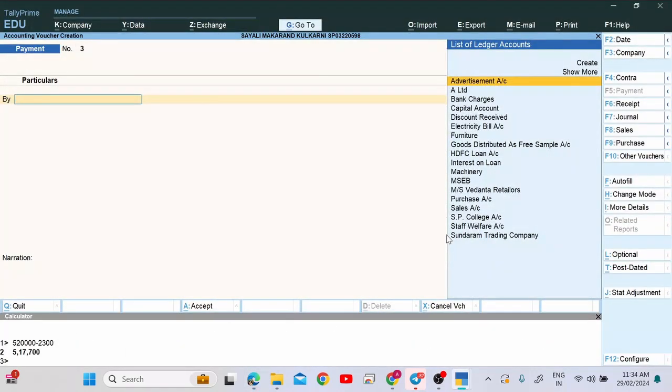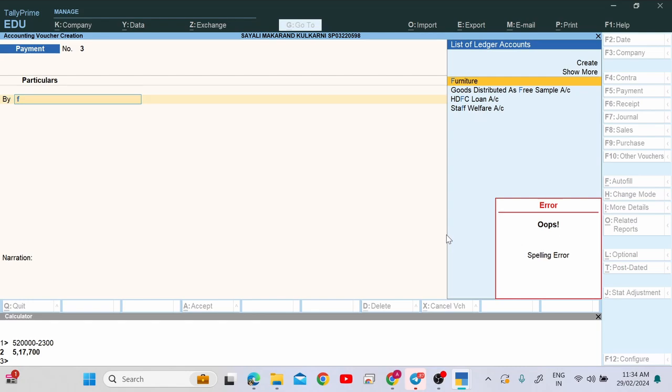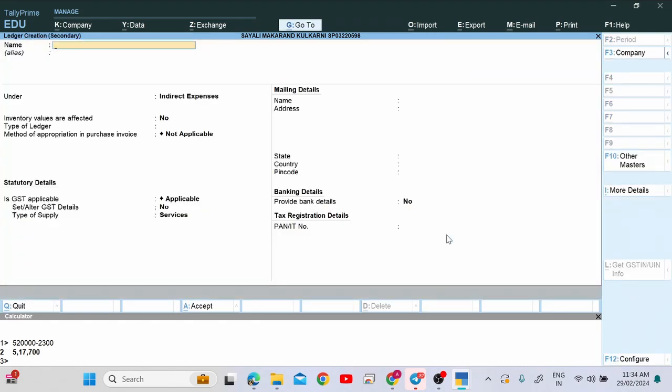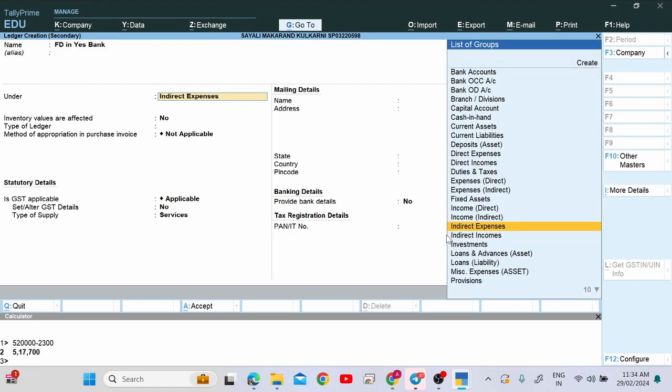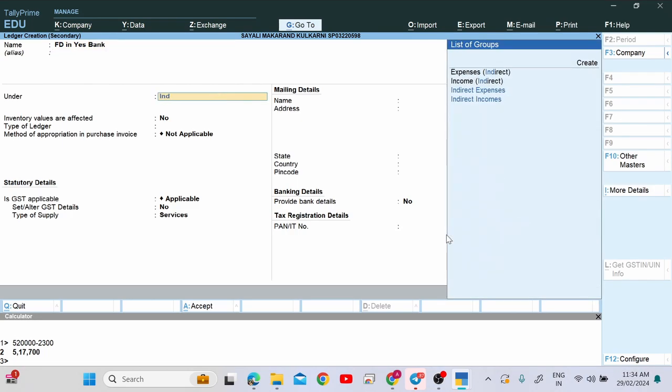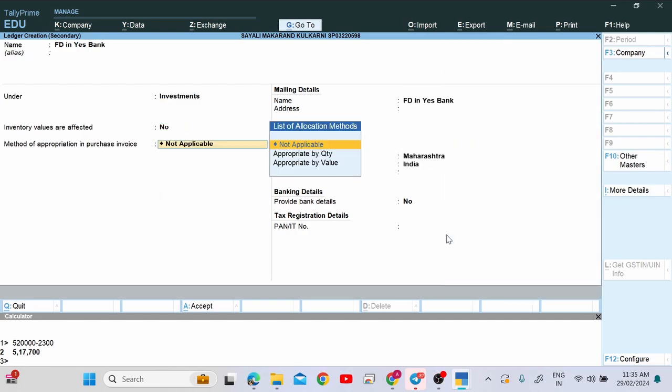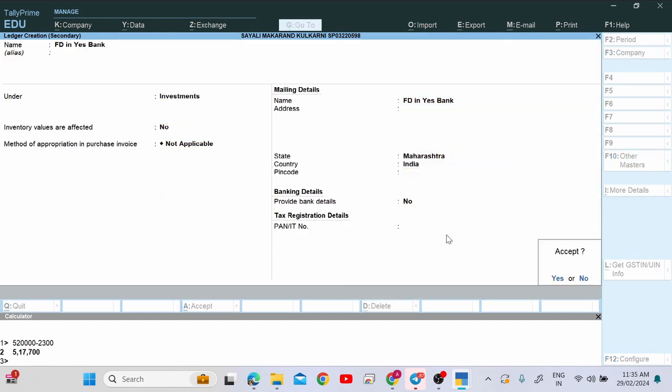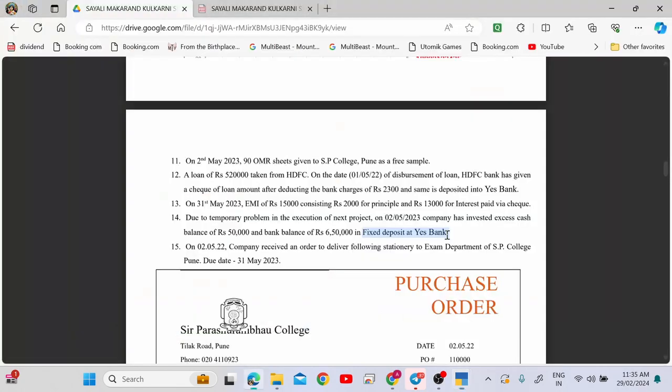Now FD in S Bank. Do you have FD in S Bank account? No, we don't have it. Therefore FD in the S Bank. Correct. And what is this? This is investment. Therefore select group of investment. You will get that group in tally, group of investment. And then enter, accept. How much amount, how much FD amount you will find here?